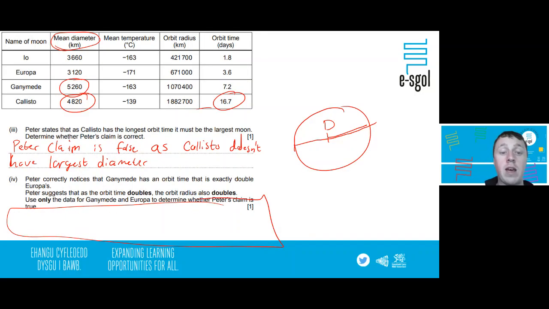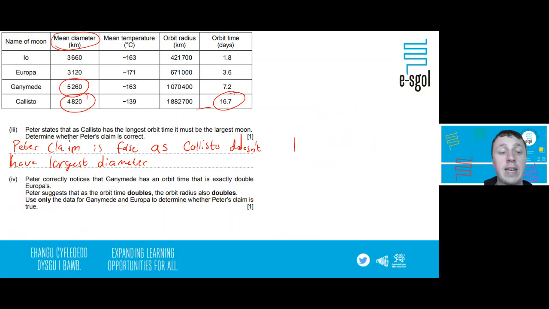Peter notices that Ganymede has an orbit time that is exactly double Europa's. Peter suggests that as the orbit time doubles, notice the bold, the orbit radius also doubles. Use only data for Ganymede and Europa to determine whether Peter's claim is true.